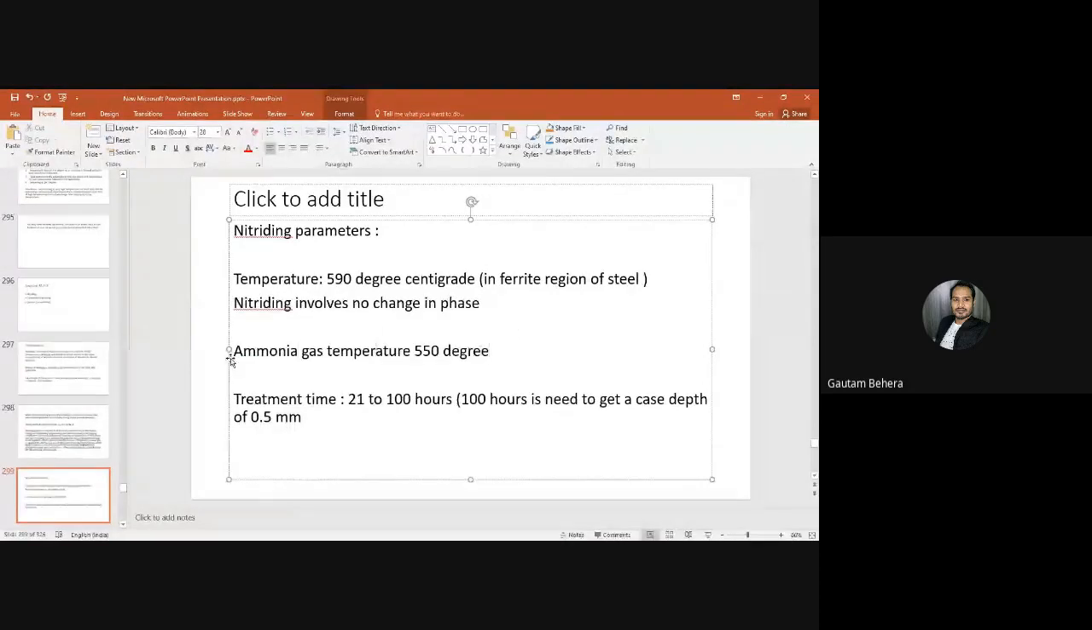And you can see ammonia gas temperature is 550 degrees centigrade. That means at this temperature, ammonia gas will be supplied, but it will break down into nascent nitrogen and hydrogen. And if you look into the treatment time, nitriding time, it is very high compared to that of carburizing, nearly 100 hours. It depends upon how much depth you want. 21 hours to 100 hours. But in case of carburizing, if you remember, it is a very small time. It is hardly 7 hours, right? Or for gas carburizing, it is very less.